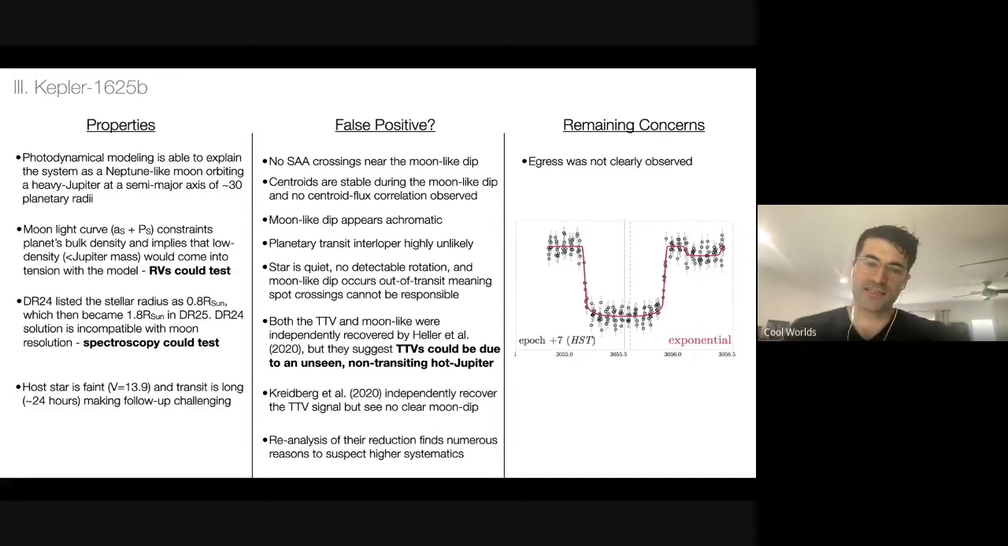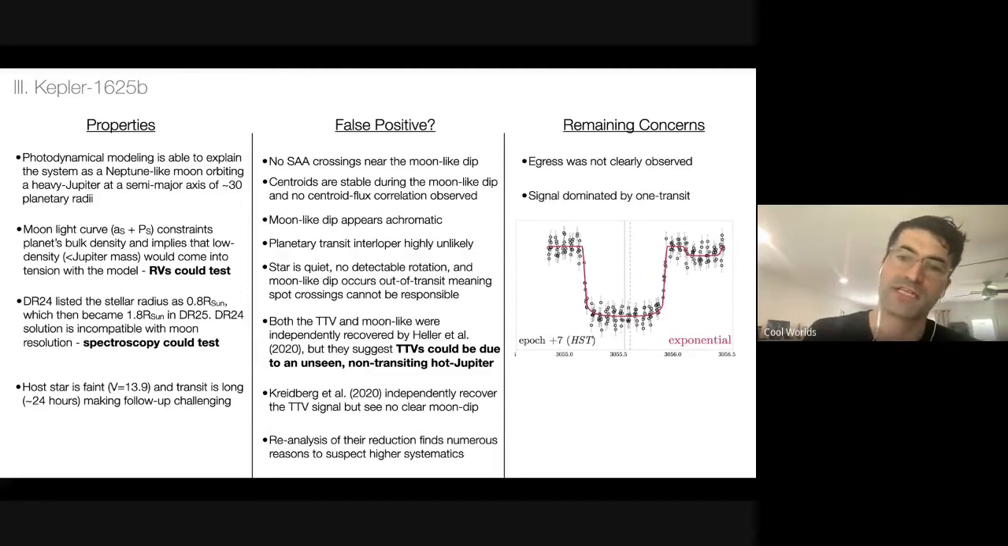So some concerns. Egress has not been clearly observed. You can see it basically ends right when our observations end. That's one of my biggest issues with this personally: I would like to see a nice flat baseline afterwards to really believe this is a 100% slam dunk. And of course, the other thing is that the signal is dominated by one transit. So I'd want to see this repeat to have a confirmed exomoon.